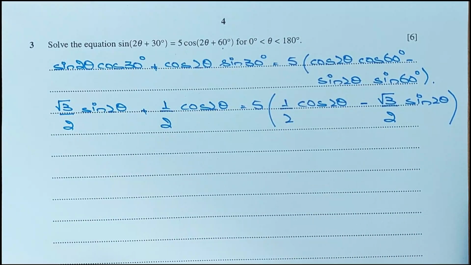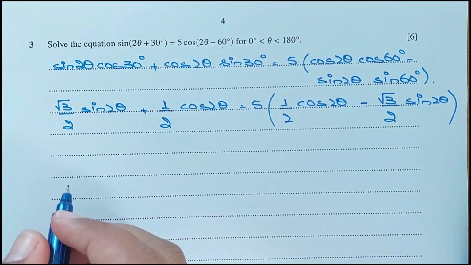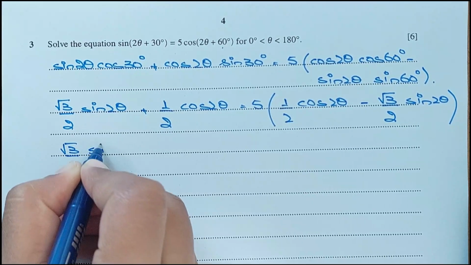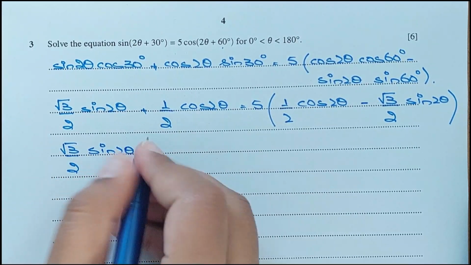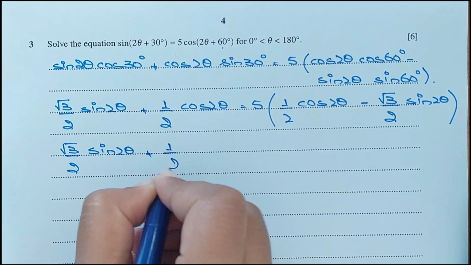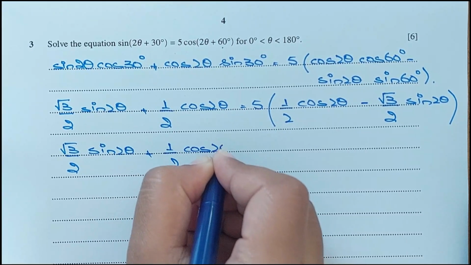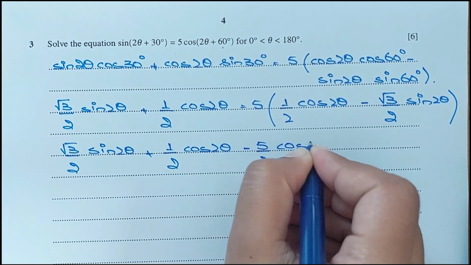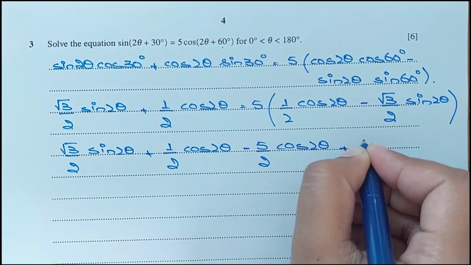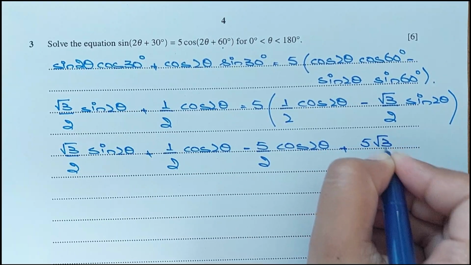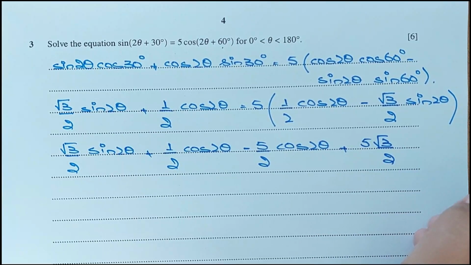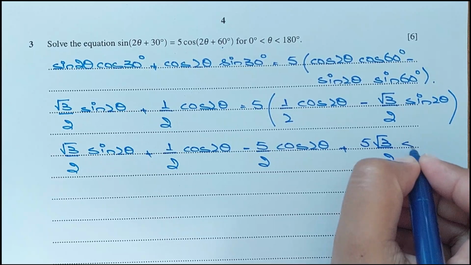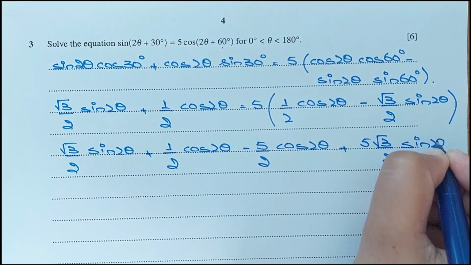Okay, let me shift all the terms to the left side. We have square root of 3 divided by 2 sin 2θ plus 1 by 2 cos 2θ minus 5 by 2 cos 2θ plus 5 square root of 3 by 2. When we shift this term, it is negative and this becomes positive. Yes, sin 2θ equals 0.